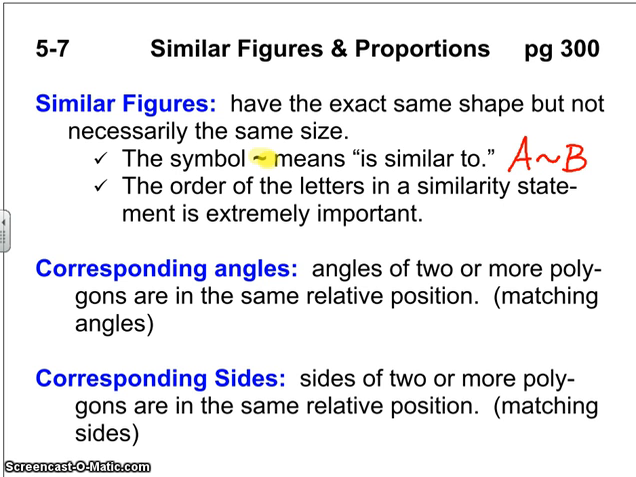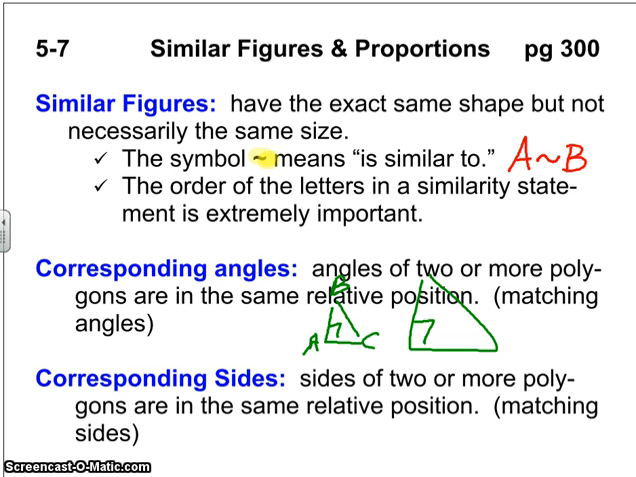Another term we have is corresponding angles. If you're looking at two similar shapes, let's say here, I know my picture's not great, but let's say this is a right triangle, and then we have this bigger right triangle. Obviously they're not the same size, but they are the same type of shape. They both are right triangles.